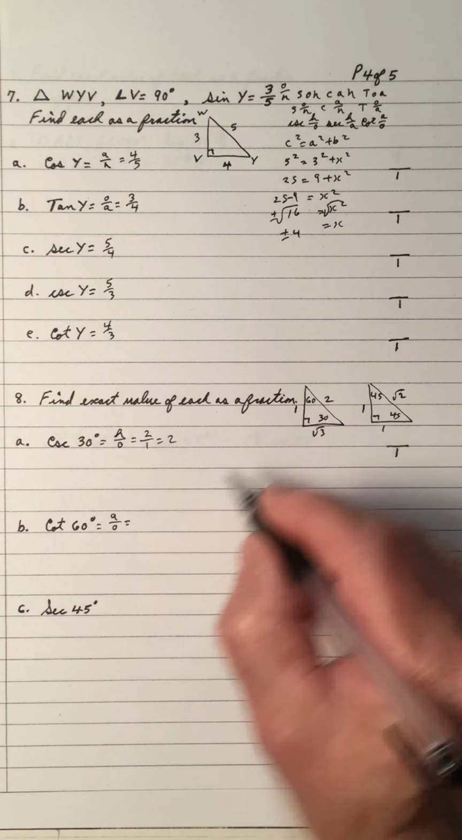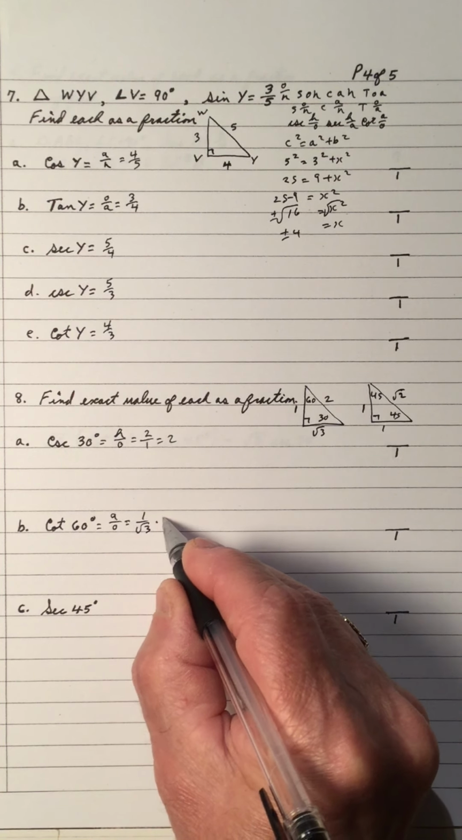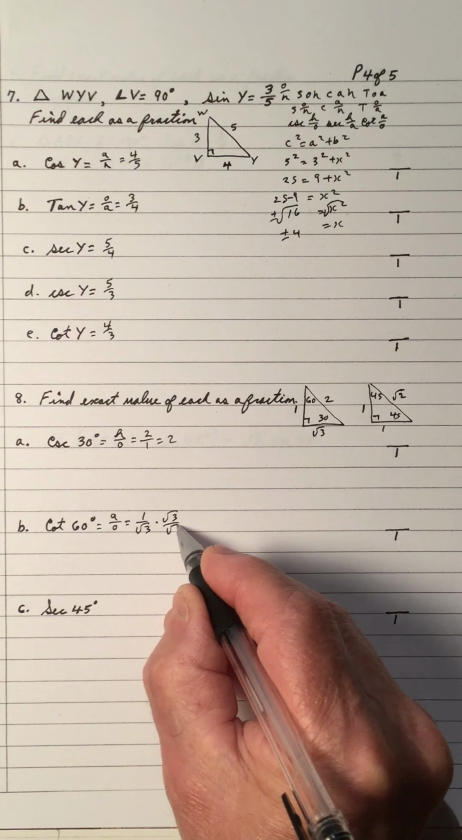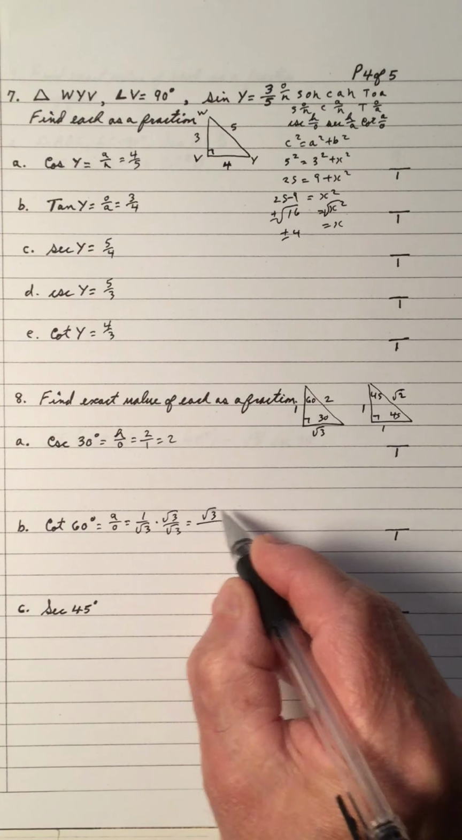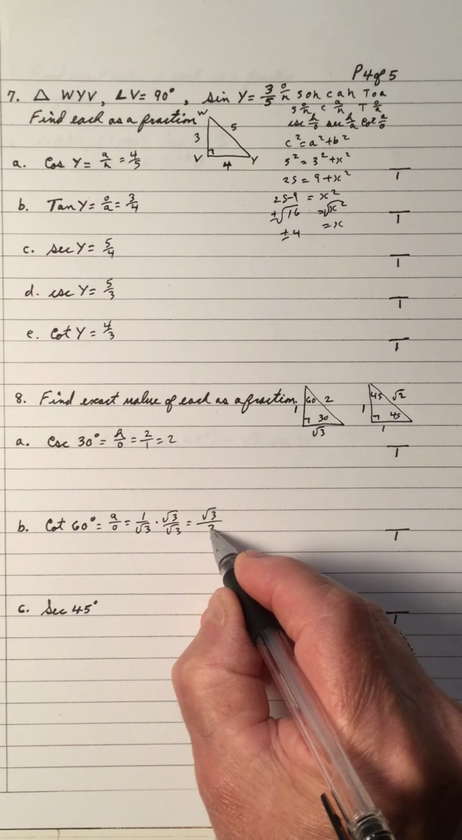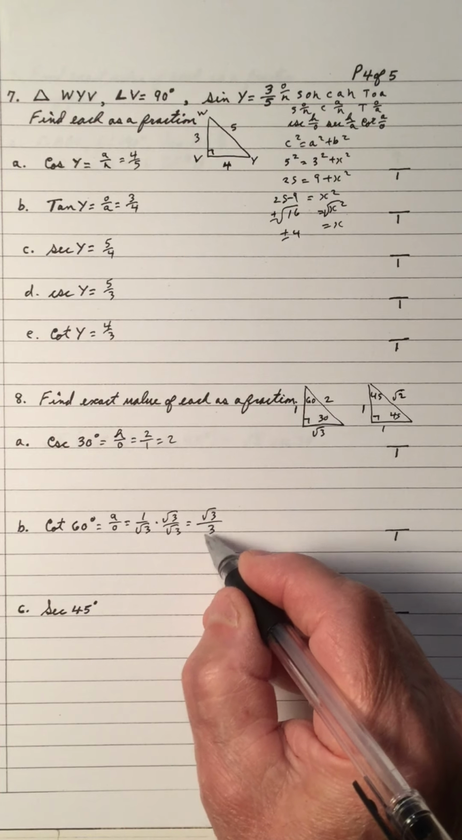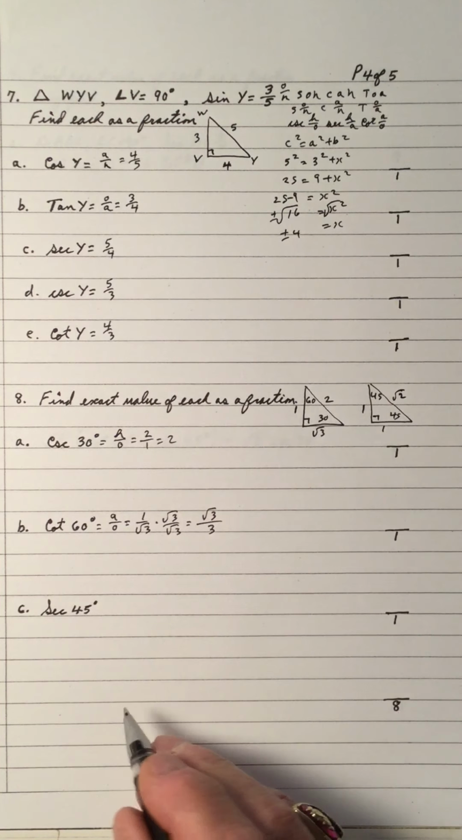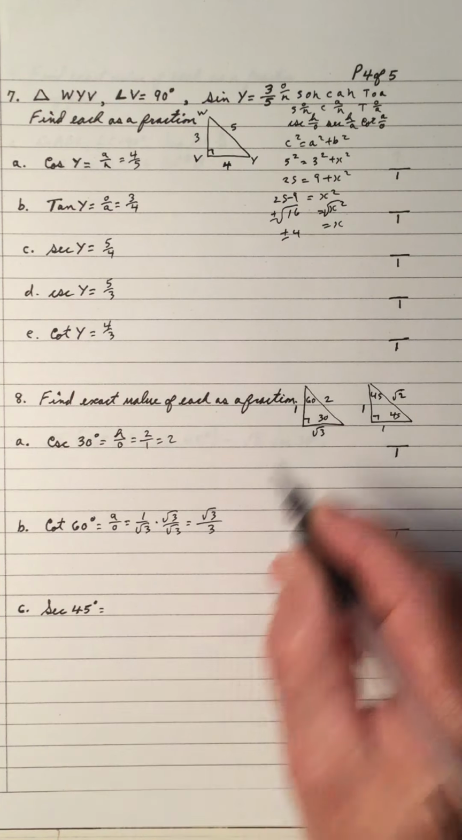Cot is adjacent over opposite in relation to 60. Adjacent is 1, opposite is root 3, and we have to remove the radical from the bottom. So 1 times root 3 is root 3, and root 3 times root 3 is root 9, which is 3. And you can't divide the root 3 into the 3 here because that's a root. Give yourself a mark.